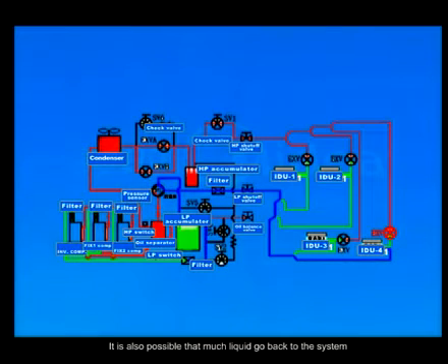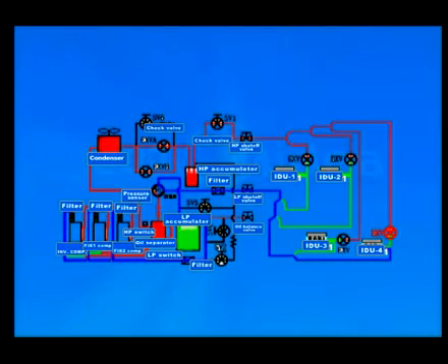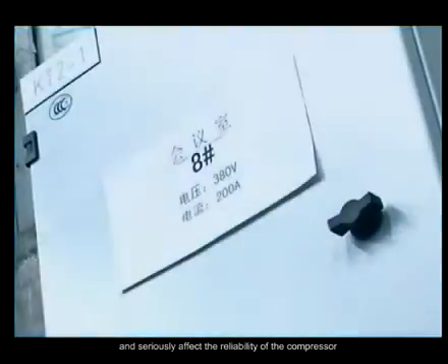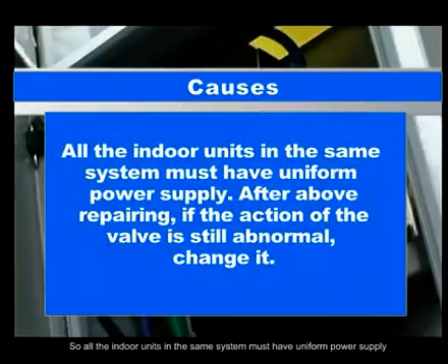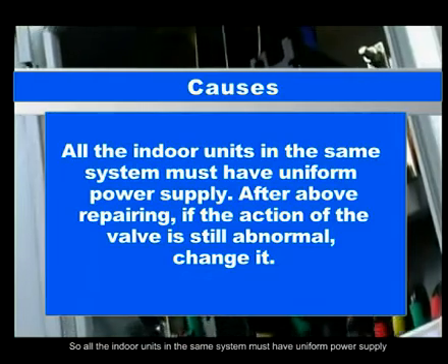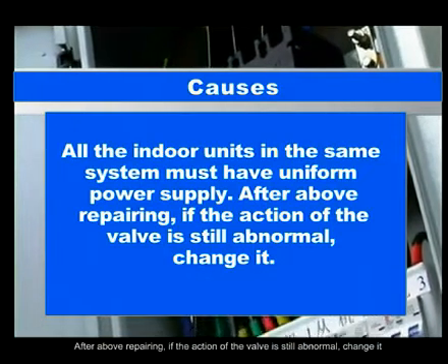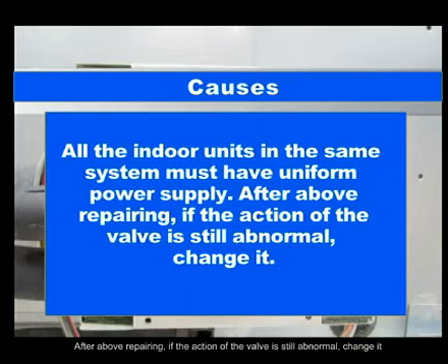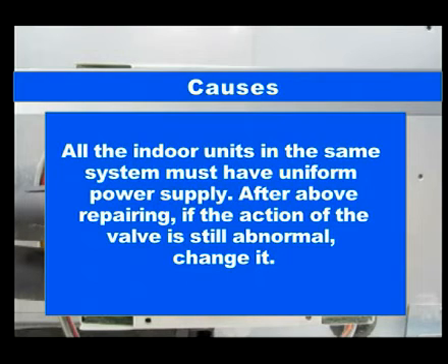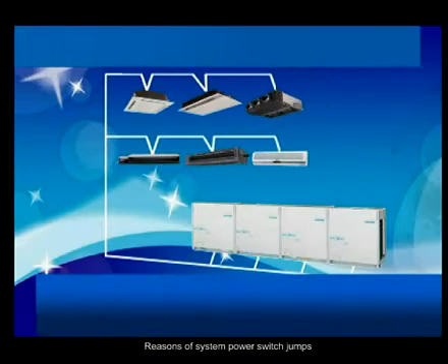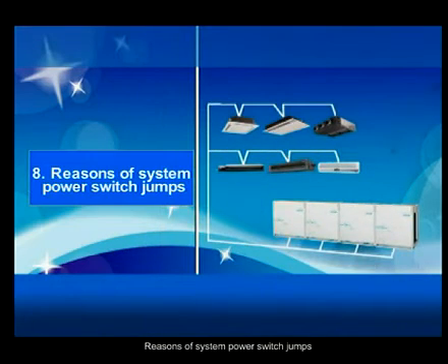It is also possible that much liquid goes back to the system and seriously affects the reliability of the compressor, so all the indoor units in the same system must have uniform power supply. After the above repairing, if the action of the valve is still abnormal, change it. Reasons for the system power switch jumping.